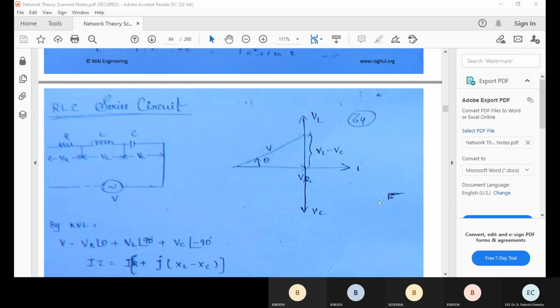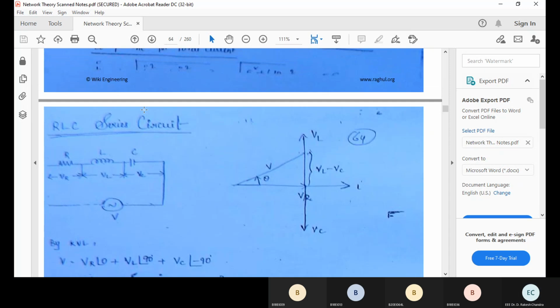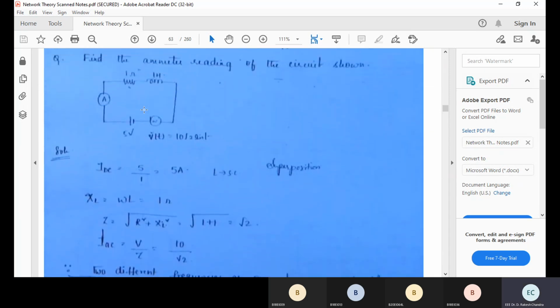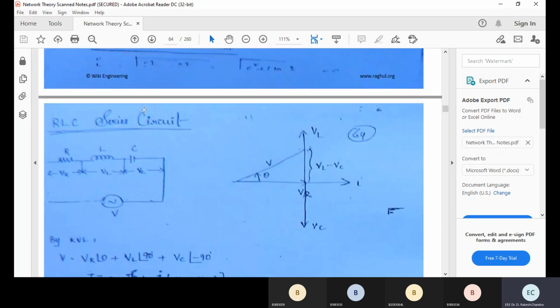Yes, sir. Right. We'll continue from this topic, RLC series circuit. So yesterday we have seen this. Your 5 volts DC source and 5 volts, 10 root 2 sine t AC source both are connected to 1 ohm and 1 Henry. So what is the meter reading? We solved yesterday, we discussed that problem.